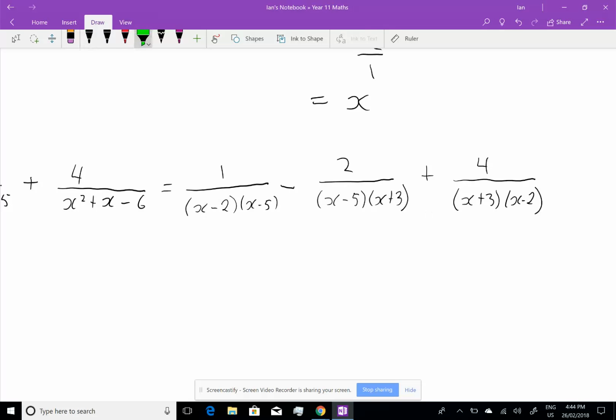So if I look along the bottom here, we've got an x minus 2 and x minus 5. We've got an x minus 5 and x plus 3. And we've got x plus 3, x minus 2. So they're almost the same. But what I need to do here is I need to get an x plus 3. And what I need to have here is an x minus 2. And what I need to do here is get an x minus 5. Well, I can do that, and I will get common denominators.